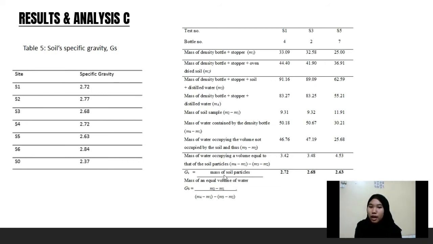And lastly, we have to calculate with the formula: mass of soil particles divided by mass of an equal volume of water. S1, S3, and S5, which is cow grass, have a lower specific gravity than S2, S4, and S6, which is vetiver grass. You can see here that the vetiver grass has a higher specific gravity than cow grass, and of course the unrooted is lower than both the cow grass and the vetiver grass.